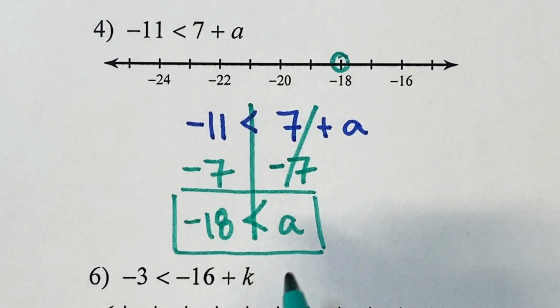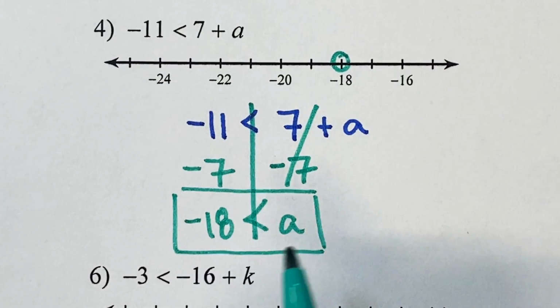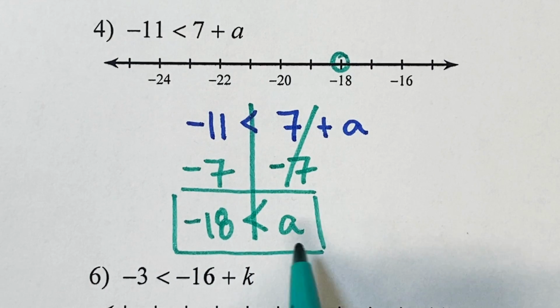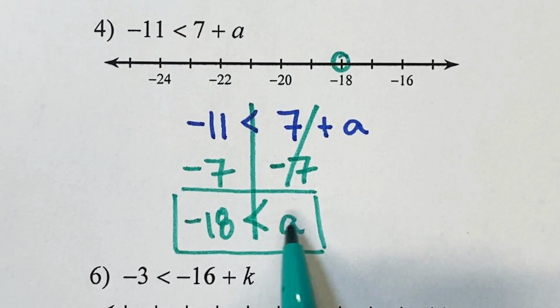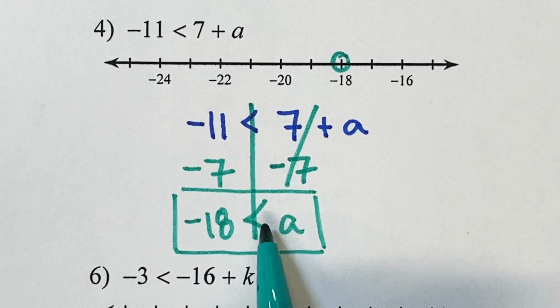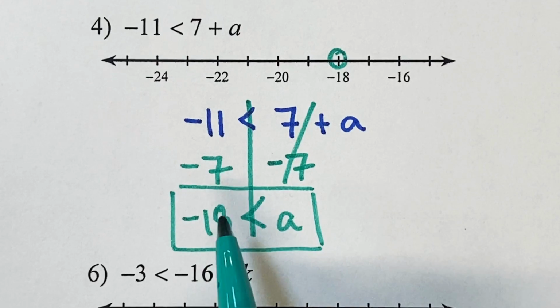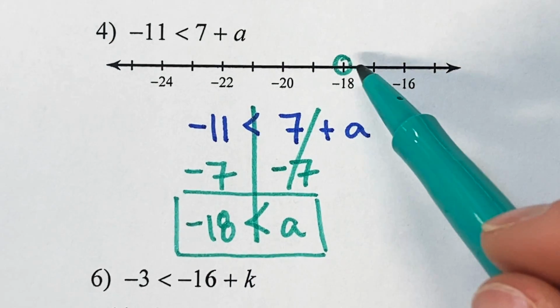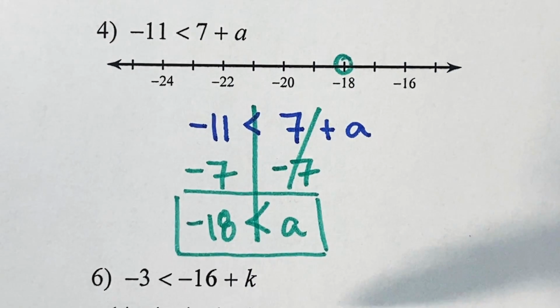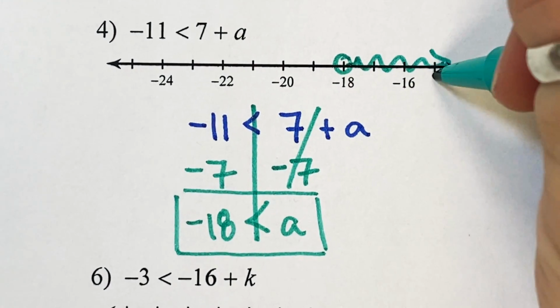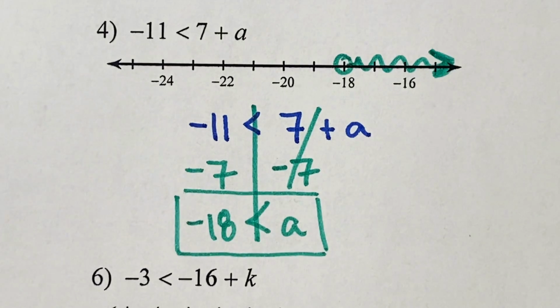Be careful with what this is saying, right? You might think, okay, my arrow is pointed that way, but no. You always look at the variable. This is saying a is greater than negative 18. So we shade where the a's are. If a's are greater than negative 18, which way am I going to shade if they're getting bigger or greater than? It's going to shade, again, to the right.